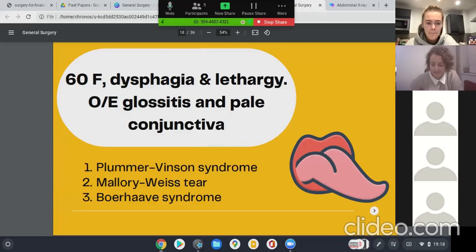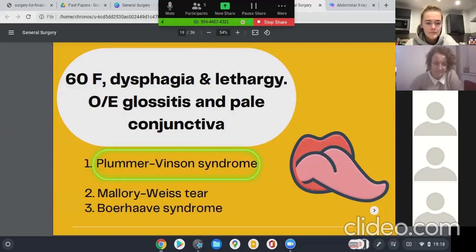Has anyone got any ideas? I think, is it number 1? It is, yeah, well done, Abby. So the Plummer-Vinson syndrome, so this is literally this presentation of dysphagia and lethargy. So they have this large smooth tongue or glossitis, and they are anemic.